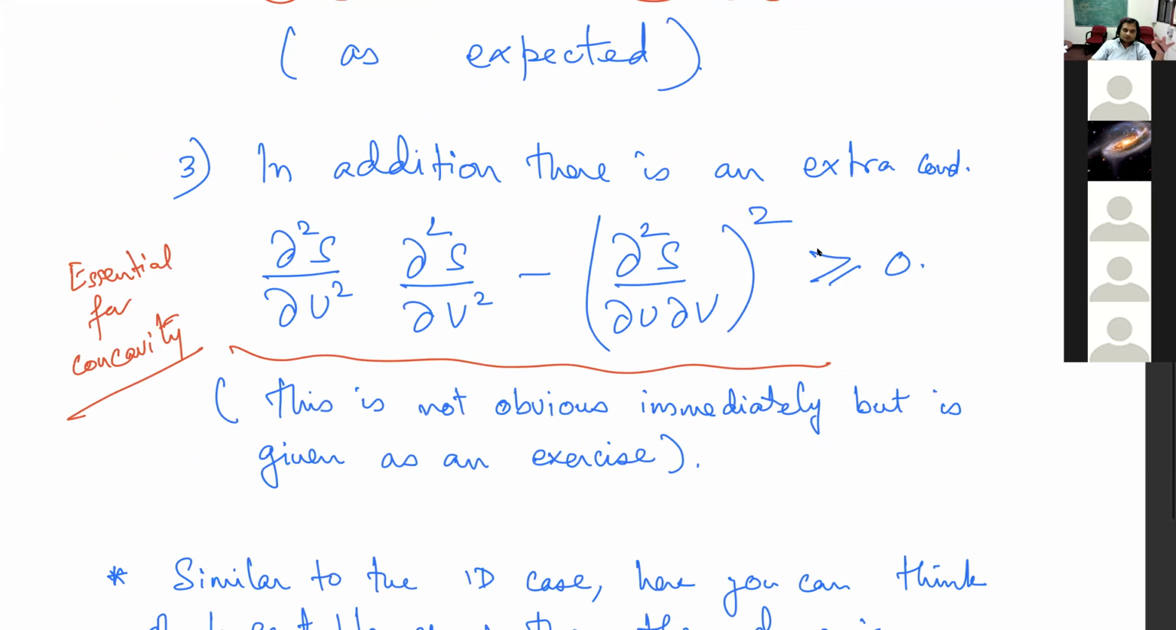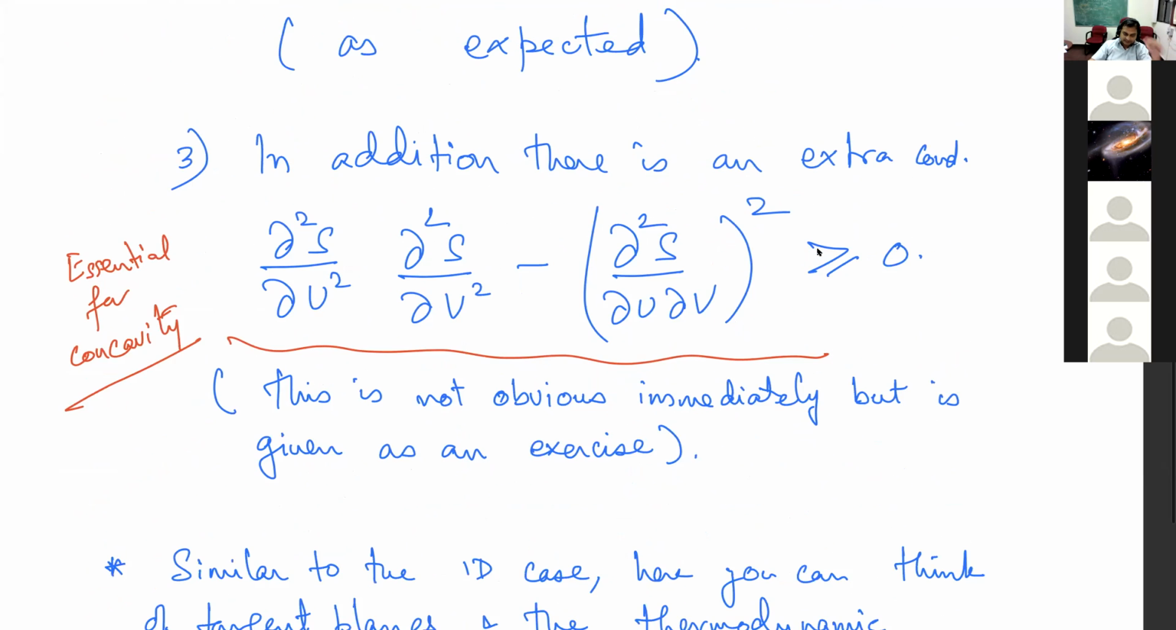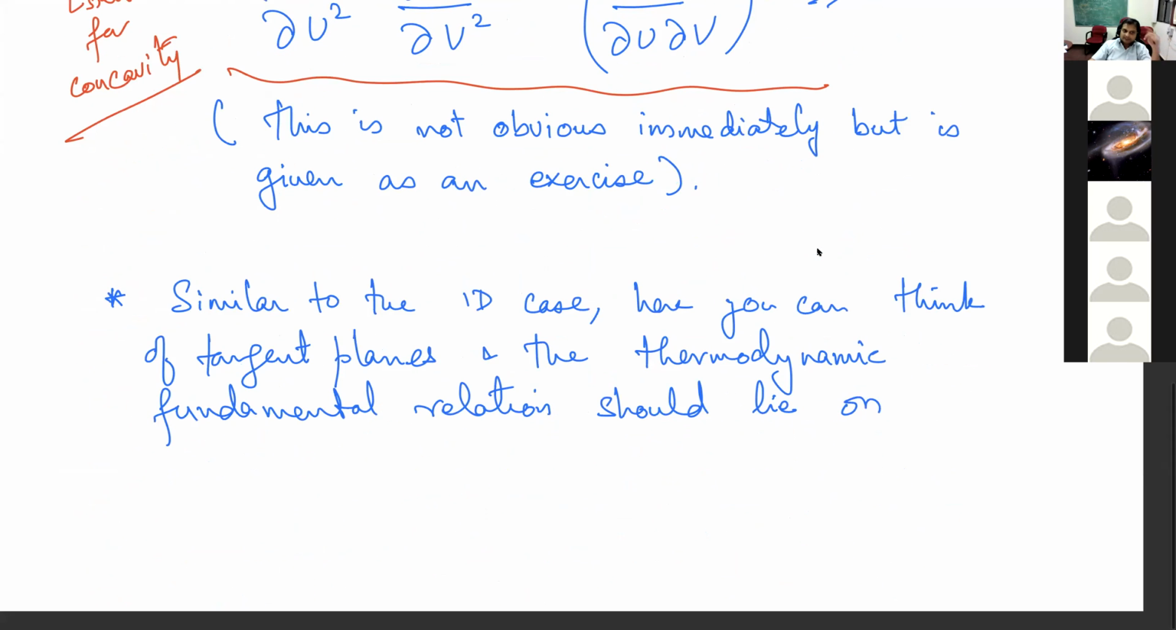So these are the three local conditions for stability. And similar to the 1D case, here also you can think of tangent planes. Instead of tangent lines, you have tangent planes, and the thermodynamic fundamental relation should lie on the envelope.